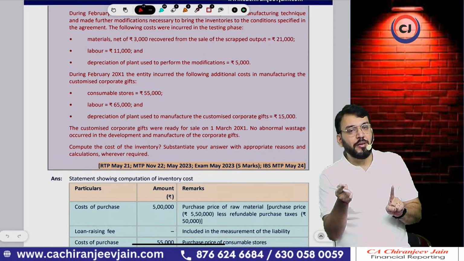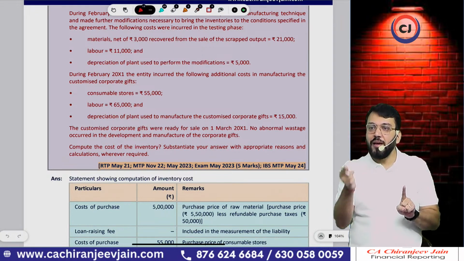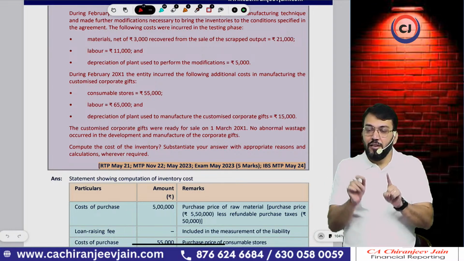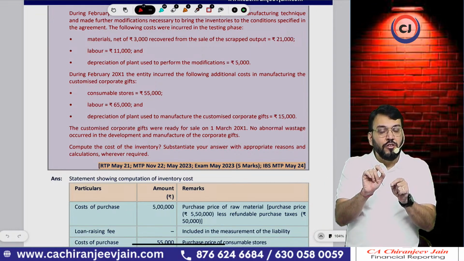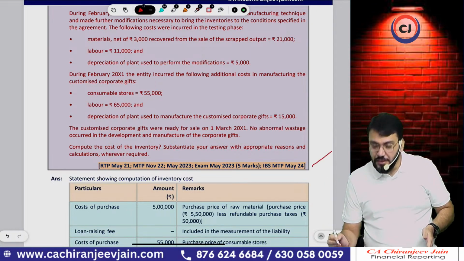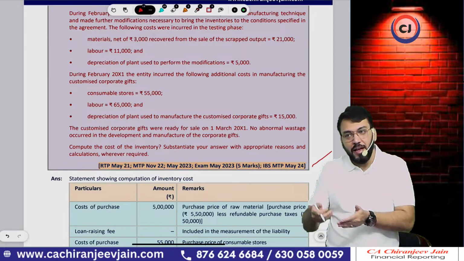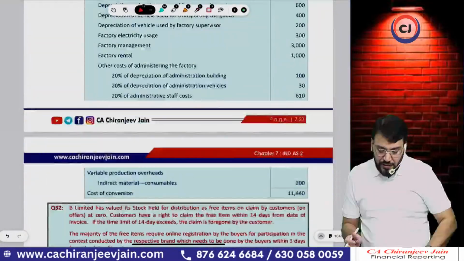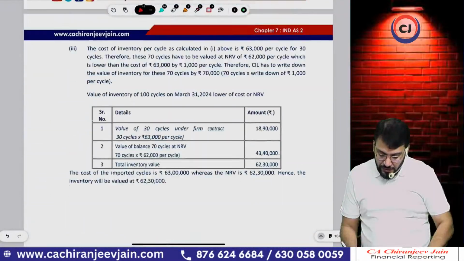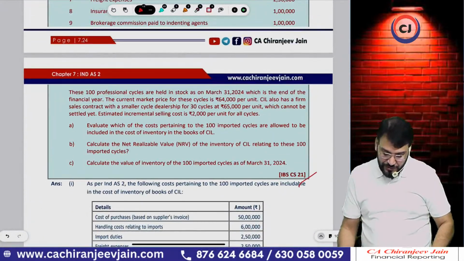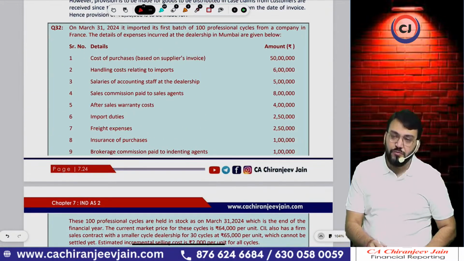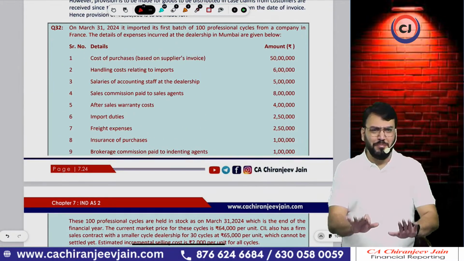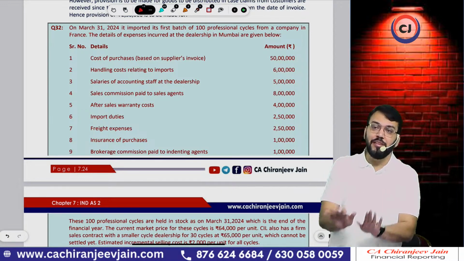MCQs will be given as a separate PDF. All the questions of IBS which are similar have been given like this, and which are different have been incorporated. For example, you can see there was one different question in Ind AS 2 in IBS, that also I have incorporated. You can see IBS. This was not a question which was given in FR. It is also very simple, but I have given that.